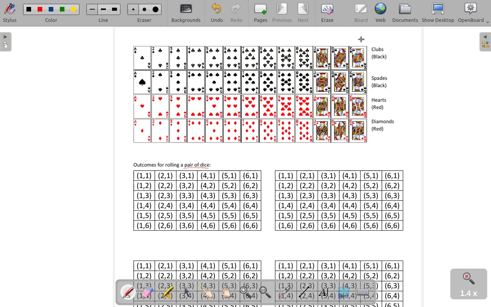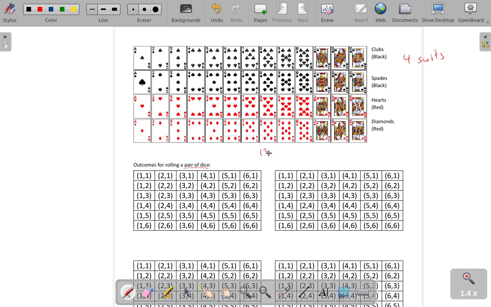So in any case, talking about the makeup of a deck, there are 4 different suits. The clubs, spades, hearts, and diamonds are the different suits. You can refer to the black cards or the red cards. Both clubs and spades are considered to be black cards, and hearts and diamonds are considered to be red, obviously because they're black and red, respectively.